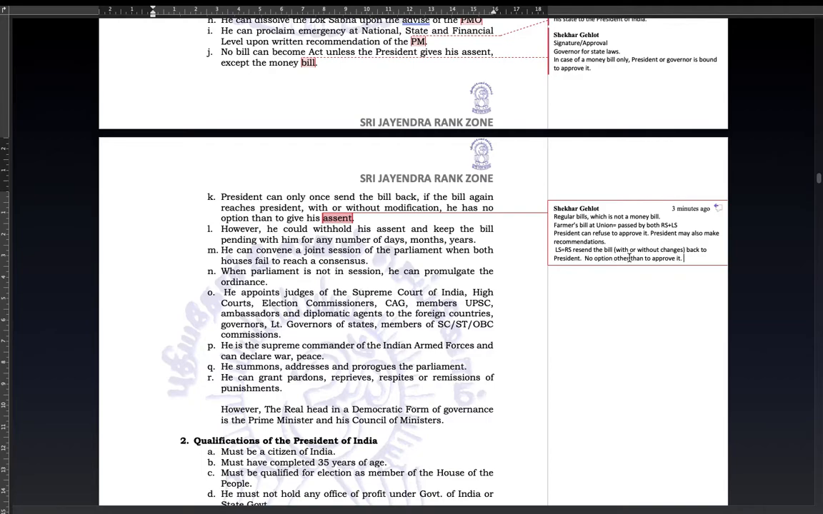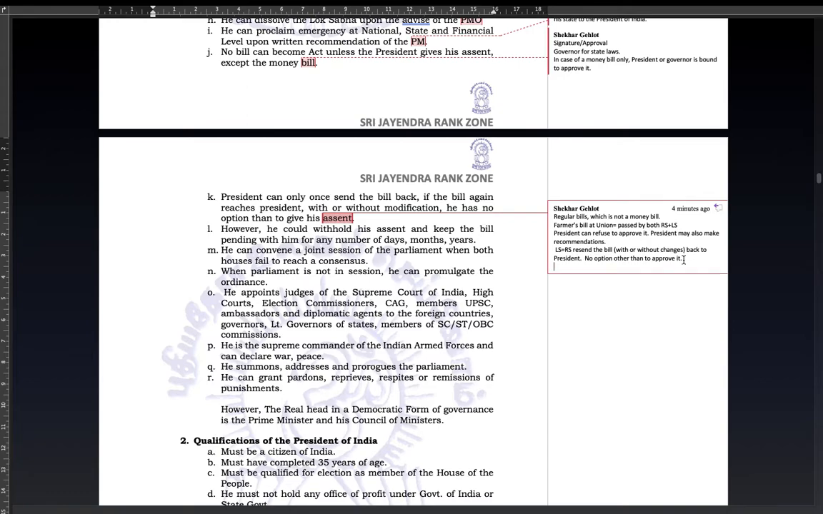Okay, this is one option given to the president, that in his wisdom he may send the bill back to the houses and may also suggest some modifications. But if the house chooses to go with the original bill, or makes some of the modifications suggested by the president and not all, and sends it back to the president after passing it, then the president has no option other than to approve it.